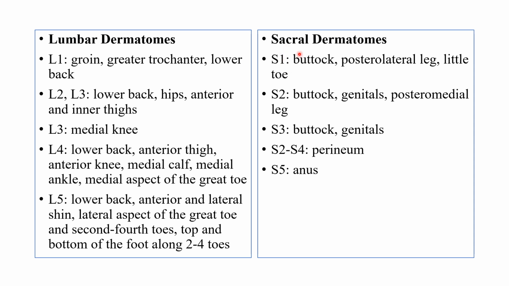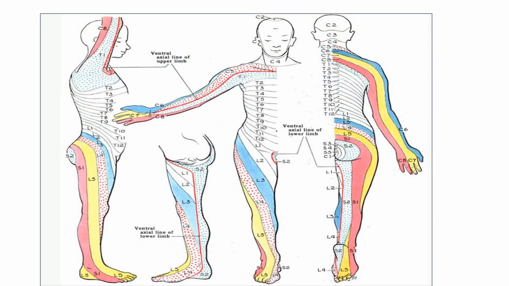Coming to sacral dermatomes, S1 supplies the buttock, posterolateral leg, little toe. S2 supplies the buttock, genitals and posteromedial leg. S3 supplies the buttock and genitals. S2 to S4 also supply the perineum, and S5 is at the level of the anus. It is very important. You can see here the dermatomal organization. This figure you should remember: C2 to C8, T1 to T12, L1 to L5, S1 to S5, and all these. This diagram you should practice.